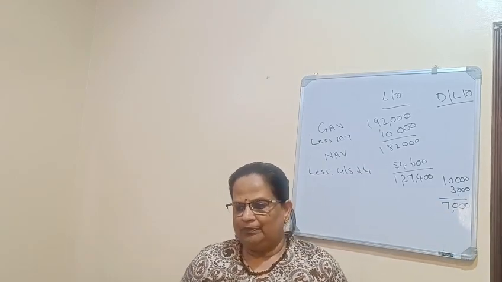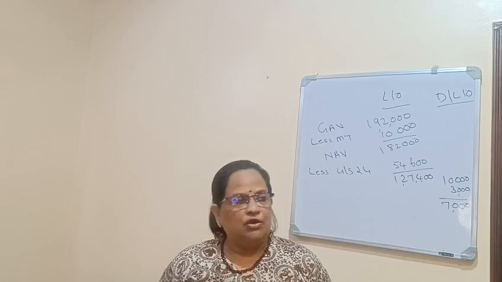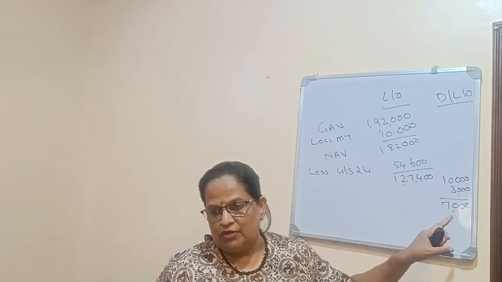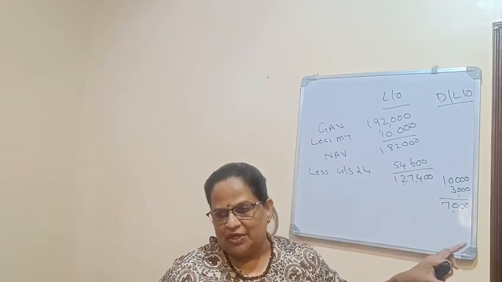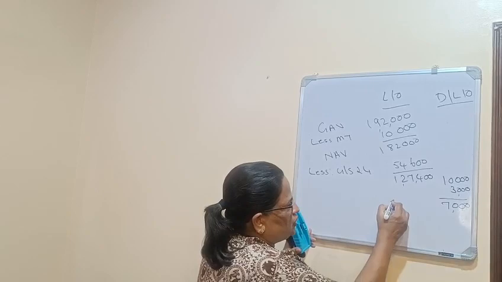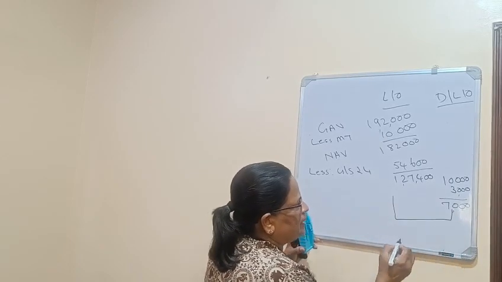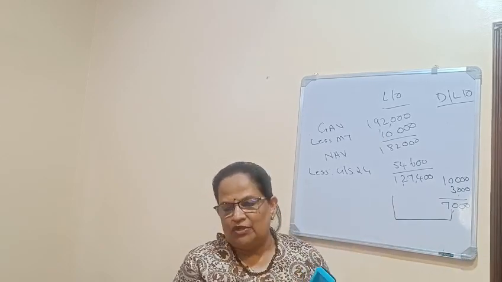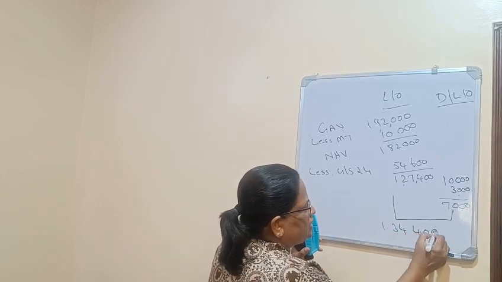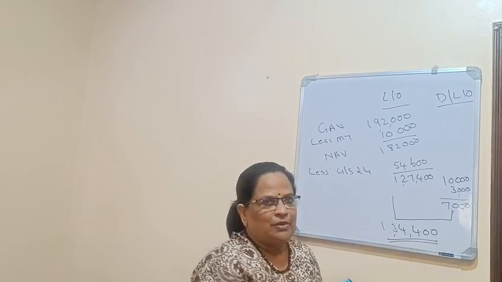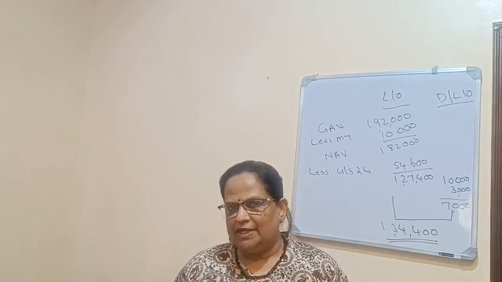Now you have to remember, income from let out house property 1,27,400 and deemed to be let out, that is the unrealized rent adjustment 7,000. So total income from let out house property is 1,27,400 plus 7,000, 1,34,400. This is what I wanted to explain in this module. Happy learning. Thank you.